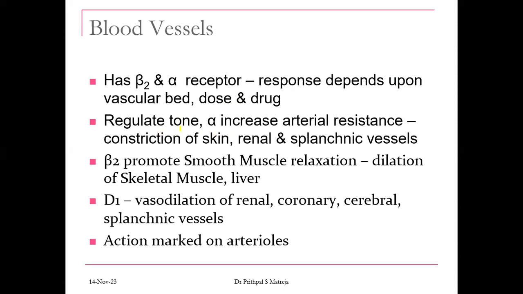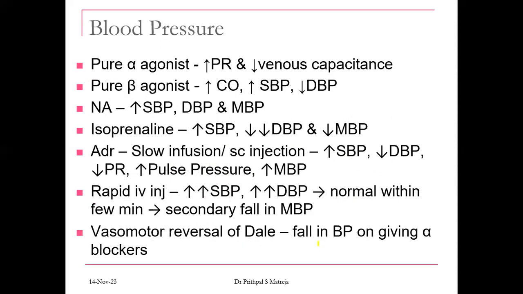Now, the alpha receptors regulate the tone and increase the arterial resistance. They are present in the skin, renal, and splanchnic vessels, whereas beta 2 receptors are present in the smooth muscles, and they cause dilatation of skeletal muscles as well as liver. And dopamine 1 receptors cause vasodilation of renal, coronary, and cerebral splanchnic vessels. So action is more marked on the blood vessels.